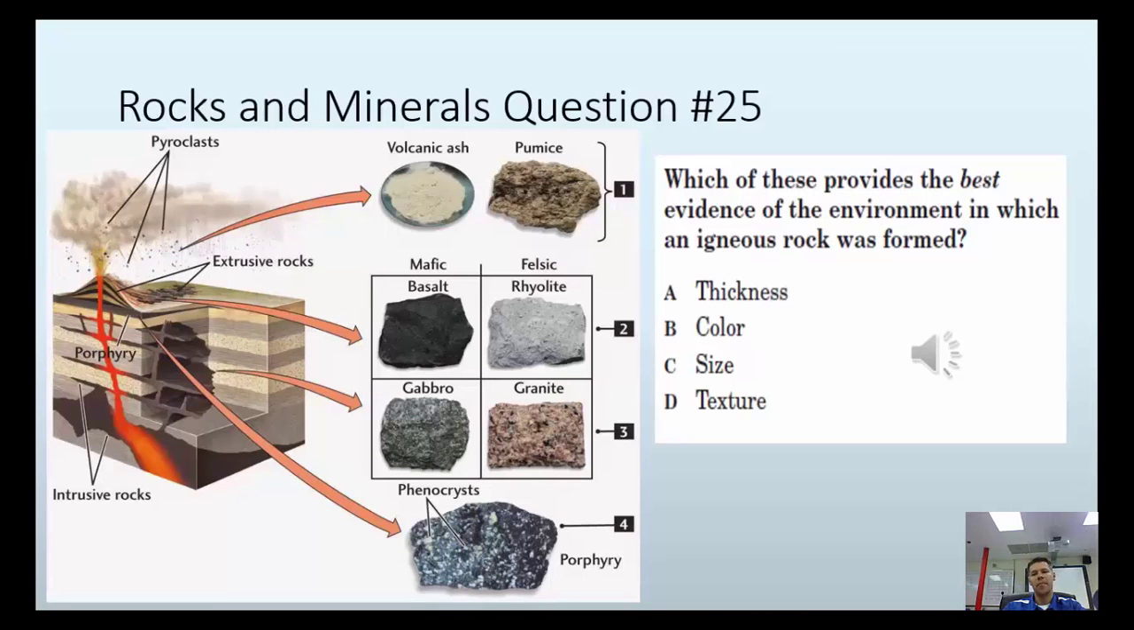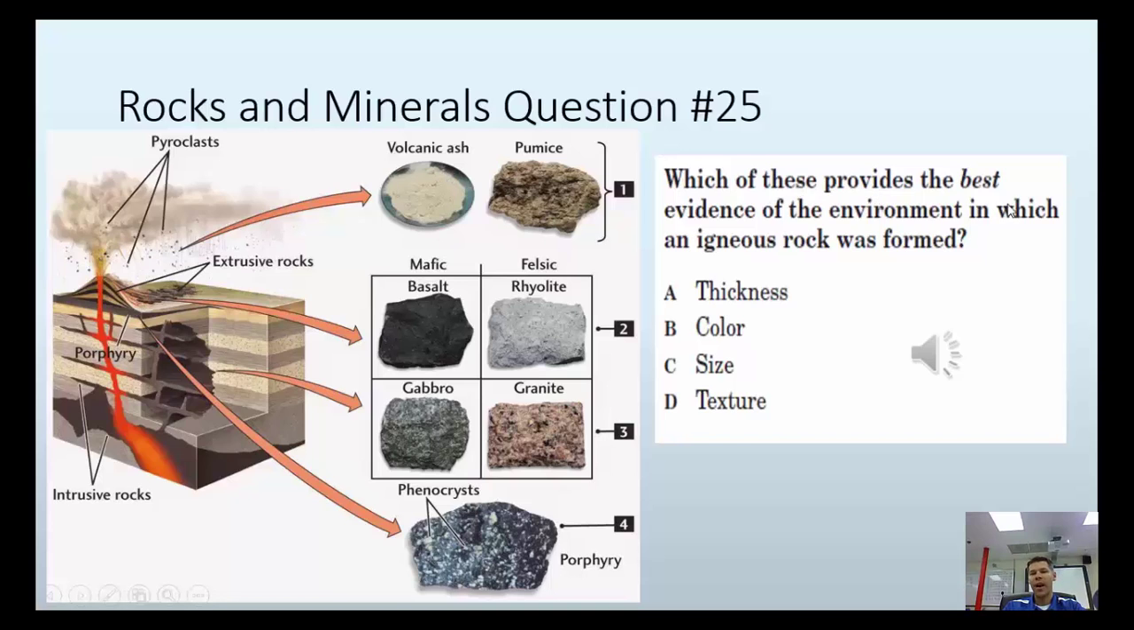Which of these provides the best evidence of the environment in which an igneous rock was formed? Alright, so igneous rocks are either formed under the ground from magma, and remember that's an intrusive igneous rock. They'll have crystal development such as gabbro and granite. Other igneous rocks are formed extrusive, or outside of the Earth's crust. They're formed very quickly as lava reaches the surface. Examples of extrusive igneous rocks would be basalt, volcanic ash, pumice.